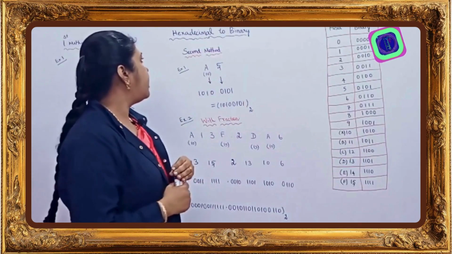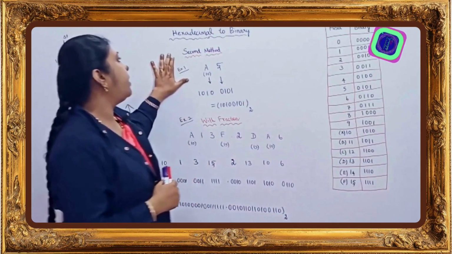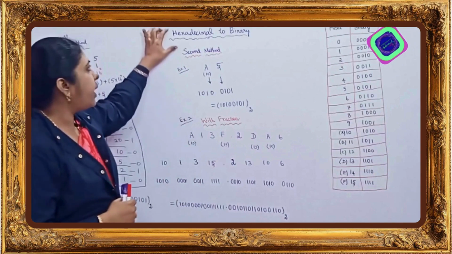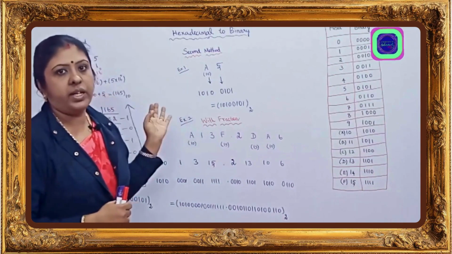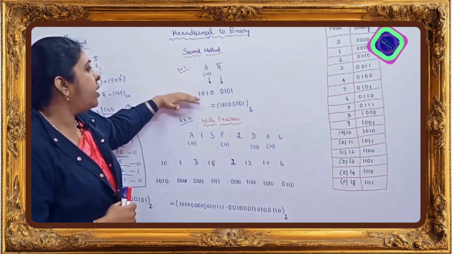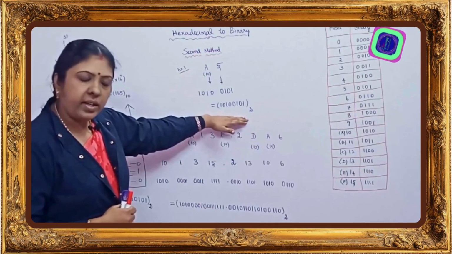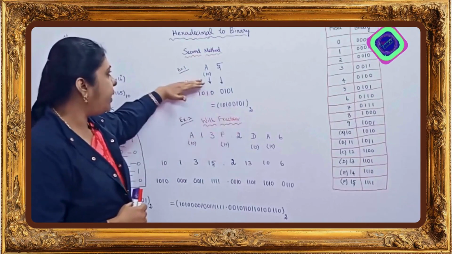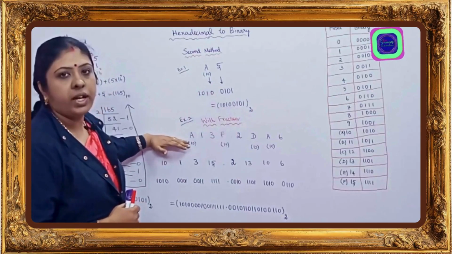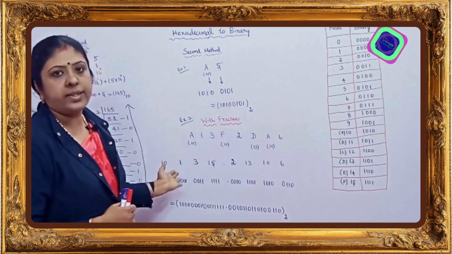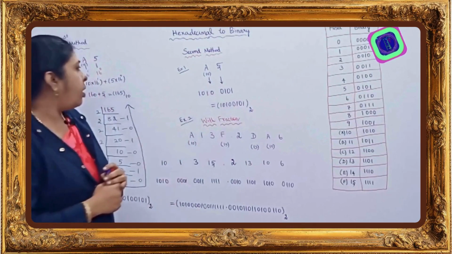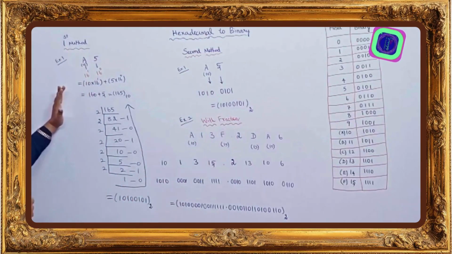And the second method consists of directly substituting. We all know that each hexadecimal digit can be represented by a 4-digit binary value. By directly substituting the 4-digit binary value, we can convert it into the binary value. Then for integer type and with a fractional value, how it can be substituted, the examples have been discussed here. Now we first move on to the first method.